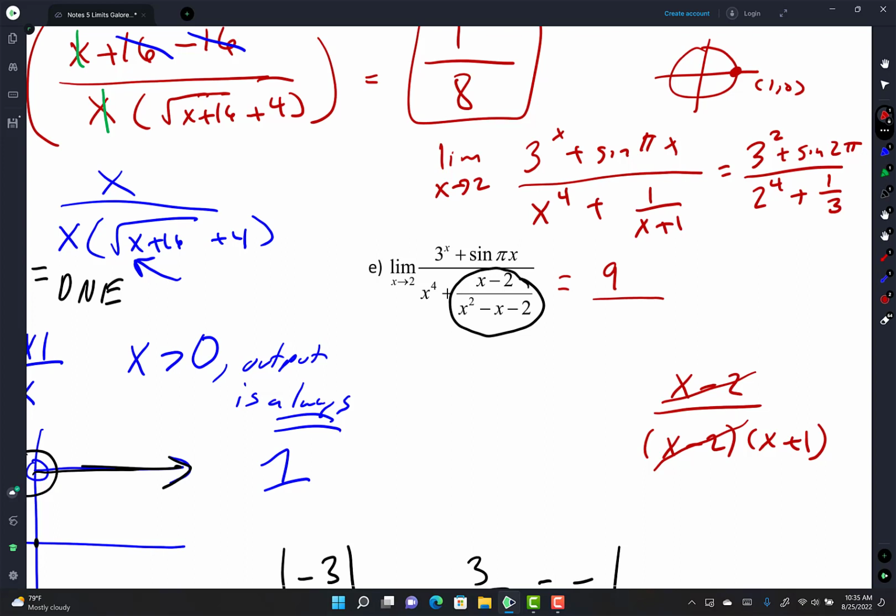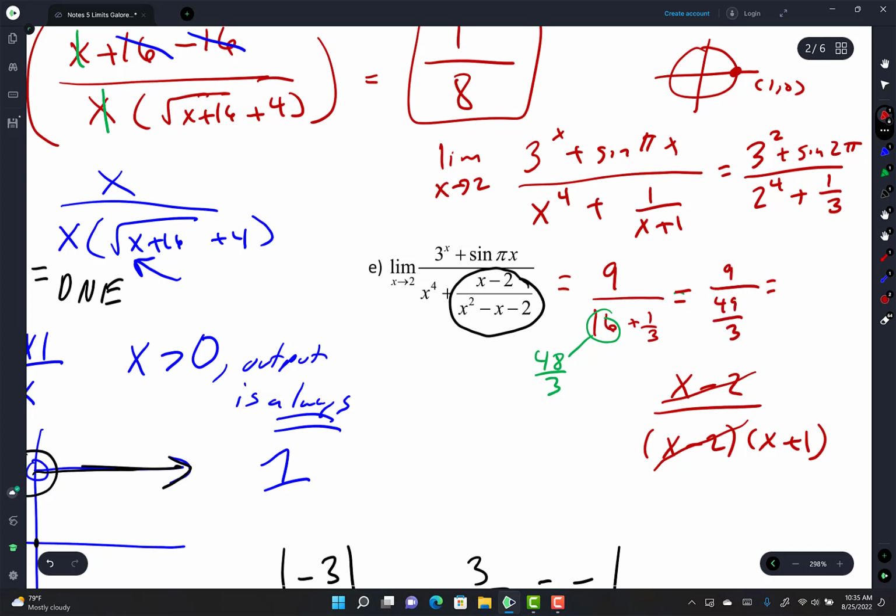All right, here we go. 2 to the 4th power, 2 times 2 is 4, 4 times 2 is 8, 8 times 2 is 16. And then I still have that plus 1/3. What I would do is turn that 16 into, what's 16 times 3? 48. I would turn that 16 into 48 over 3. So then here's what you have: 9 over 49 over 3. Keep, change, flip. 9 times 3 over 49. So it looks like my answer is 27 over 49.